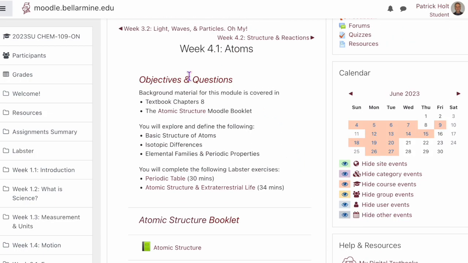So again, there shouldn't be any surprises here in terms of structure, in terms of the nature of the assignments, but you may, of course, have questions. I expect you will have questions, and I invite you to ask questions. Contact me if you have any questions. I will certainly be happy to make arrangements to meet with you virtually to help address any questions you have.